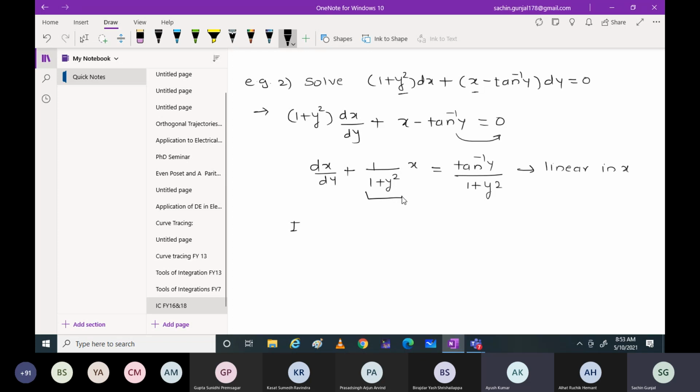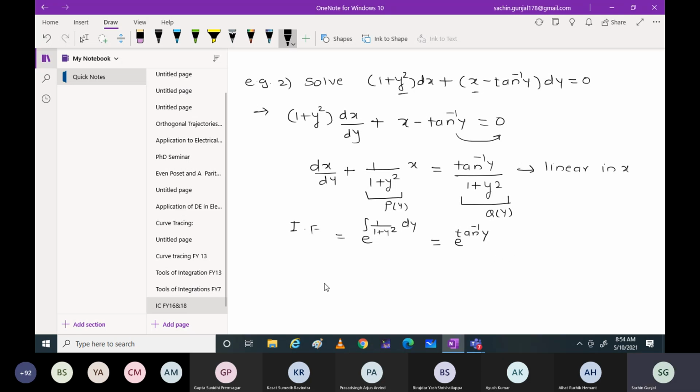So what is its integrating factor? So this is p and this function is q. Actually p of y and q of y. So integrating factor is e raised to integral 1 upon 1 plus y square dy. So as you rightly said, it is e raised to tan inverse y.